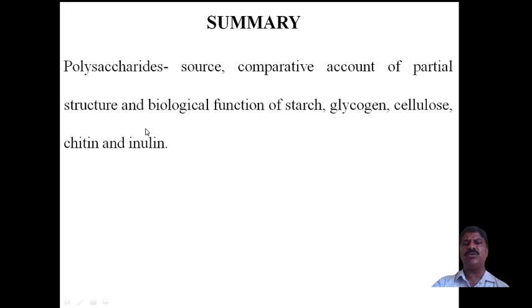Therefore, so far I have explained the polysaccharides, a comparative account of particular examples, their partial structure and biological importance: starch, glycogen, cellulose, chitin and inulin. I hope you have understood.